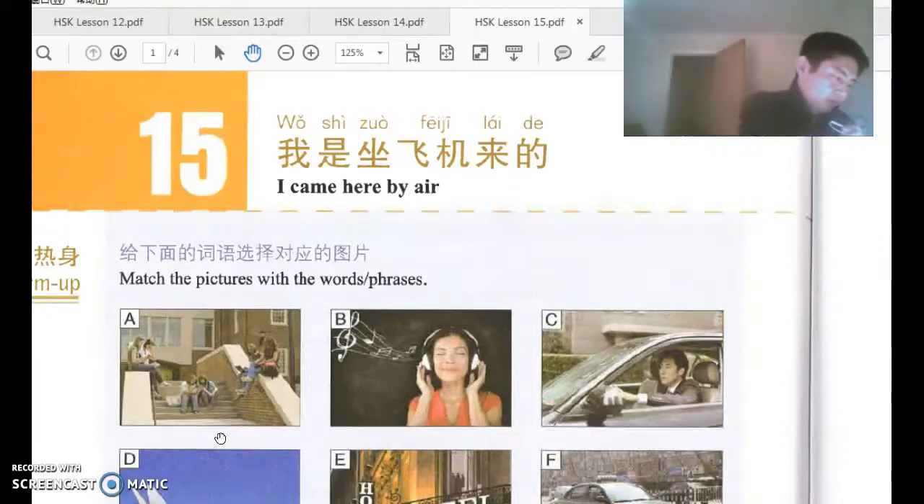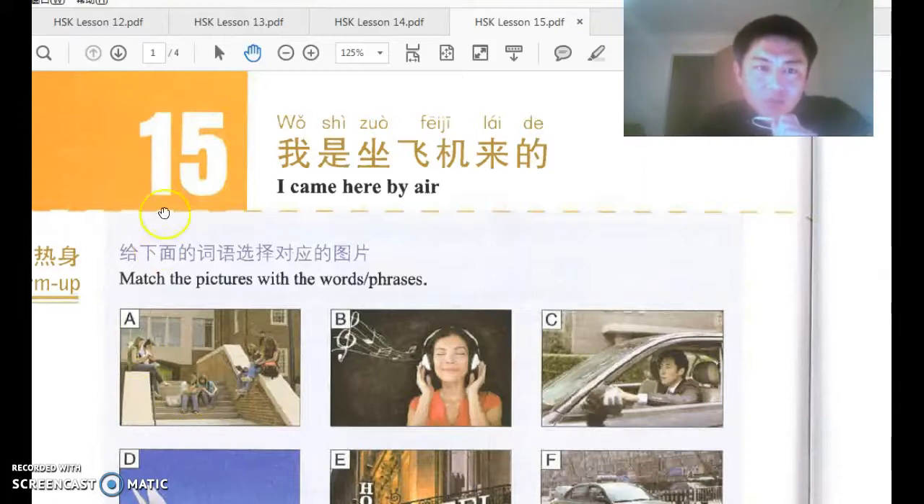好，我们看一下第15课。我是坐飞机来的。飞机，飞 fly 机 machine, flying machine, airplane。来 to come，坐 sit. Airplane, come, sit doesn't really mean sitting here. It means by sitting on an airplane. So it's more like by or taking. Okay. So I came here by airplane.